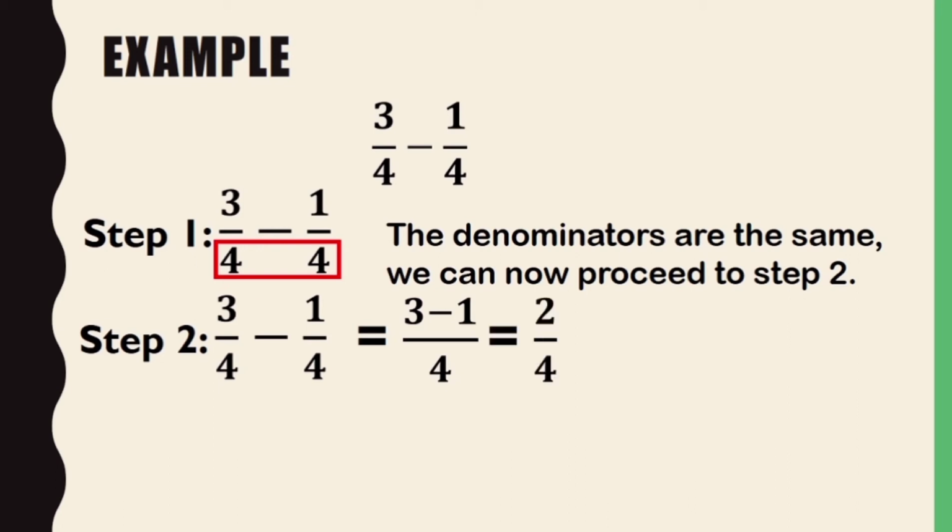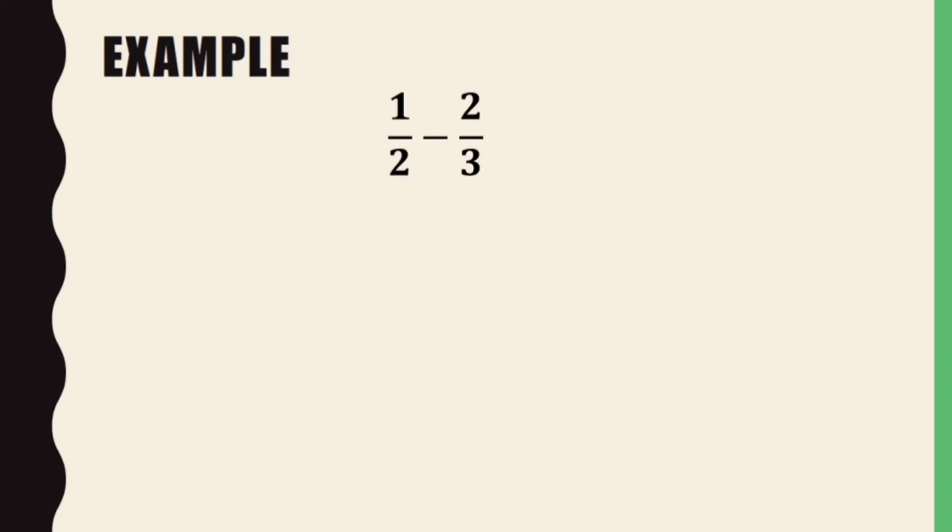So 3 minus 1 is 2. Then copy the denominator, which is 4. So step number 3, since 2 over 4 is not yet simplified, we are going to simplify 2 over 4. So the answer will be 1/2. Another example. So we have 1/2 minus 2/3.